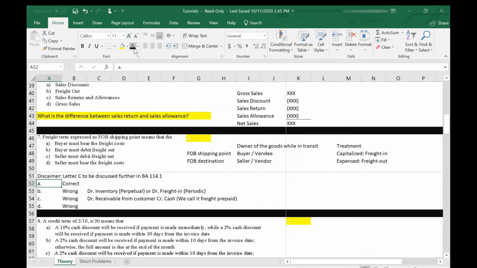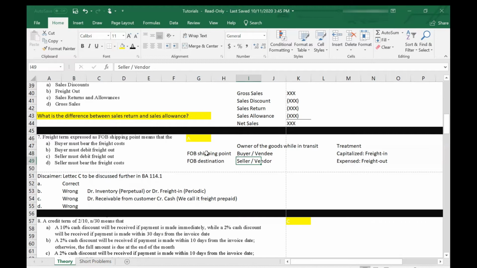For number 7, freight term expressed as FOB shipping point means that, so let's discuss. FOB shipping point versus FOB destination. If it's FOB shipping point, ask yourself, who is the owner of the goods while in transit? Kapag FOB shipping point, the owner of the goods while in transit is the buyer or the vendee, the customer. Kapag FOB destination naman, the owner of the goods while in transit would be the seller or the vendor.